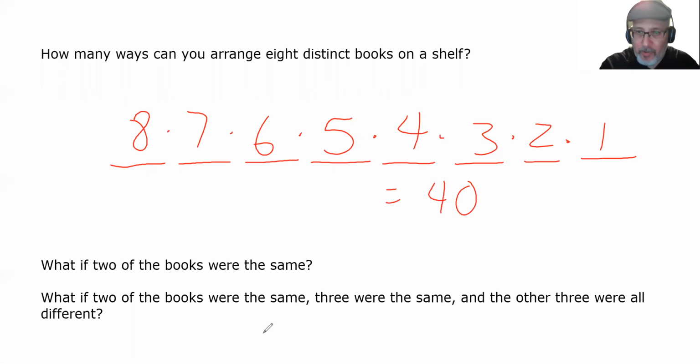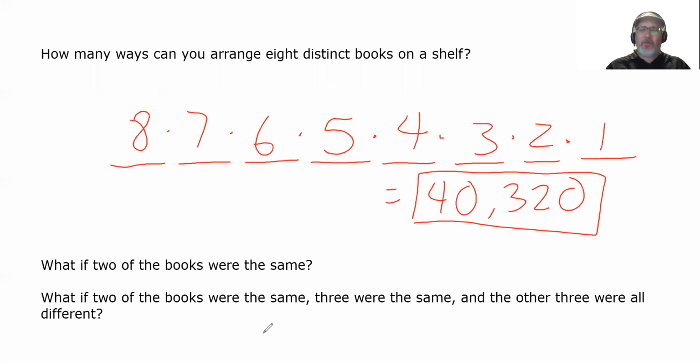In the next video, that'll make a little bit more sense. Why would you know the answer to 8 times 7 times 6 times 5 times 4 times 3 times 2 times 1? Because that type of multiplication problem has a special name, which you're going to learn in the next video. So if we have 8 books and we want to put them on a shelf, there's 40,320 ways to do that. Now, what if 2 of the books were the same? Or what if 2 were the same and then 3 more were the same and the other 3 were all different? That's a trickier something to figure out, but not impossible. And when the time is right, we'll be able to figure out how to count both of those pretty easily. You'll see.